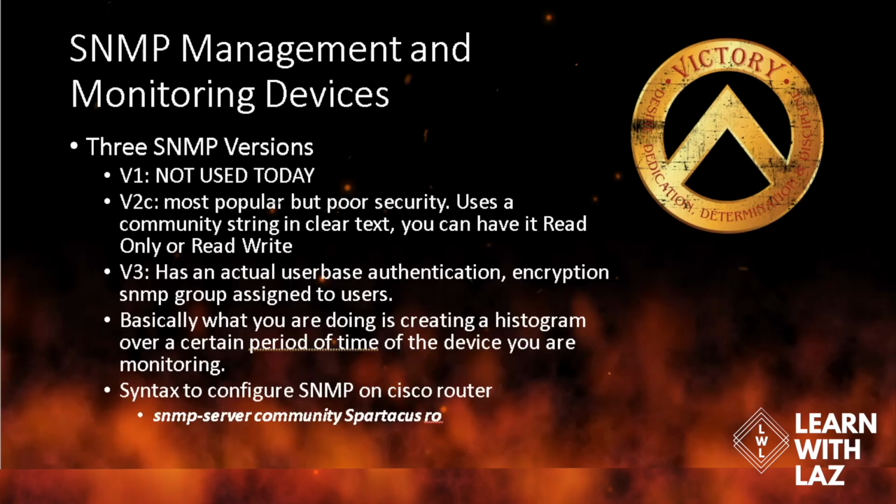Then version 3, which is the latest version, unless you're using something for JavaScript or something like that. I think it's version 4J or something like that. But version 3 is the latest version, and that has actual user-based authentication and encryption. You can assign groups and users to it. So version 3 has a lot more to offer as far as security than the other one. But again, the most popular is V2C. But it's up to you. What is it you want to do?